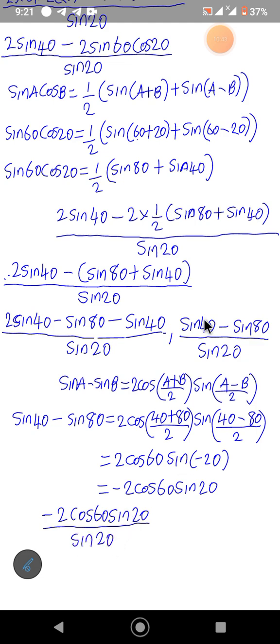Now sine 20 is going to divide sine 20 here. We're now left with minus 2 cos 60. And we know that cos 60 is the same thing as 1 all over 2. So say minus 2 times 1 all over 2, which is equal to minus 1.